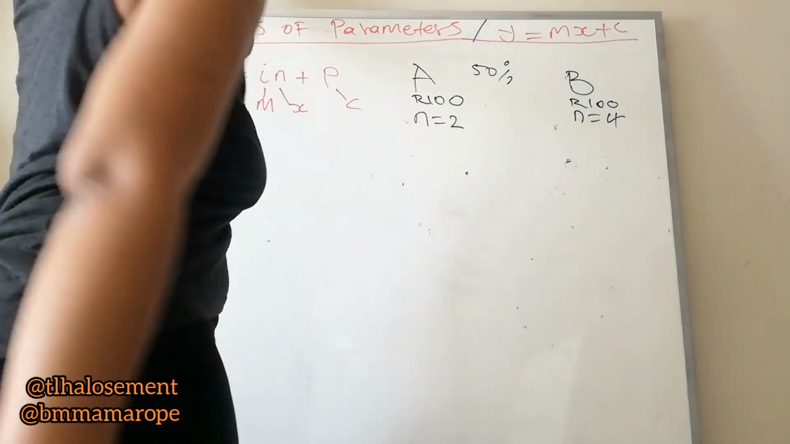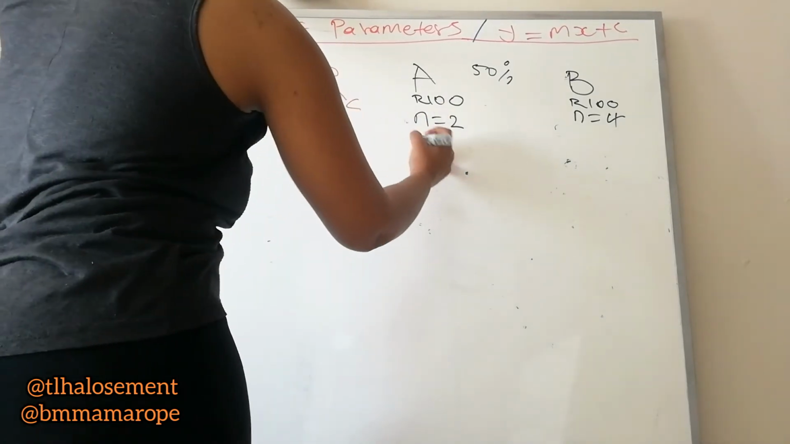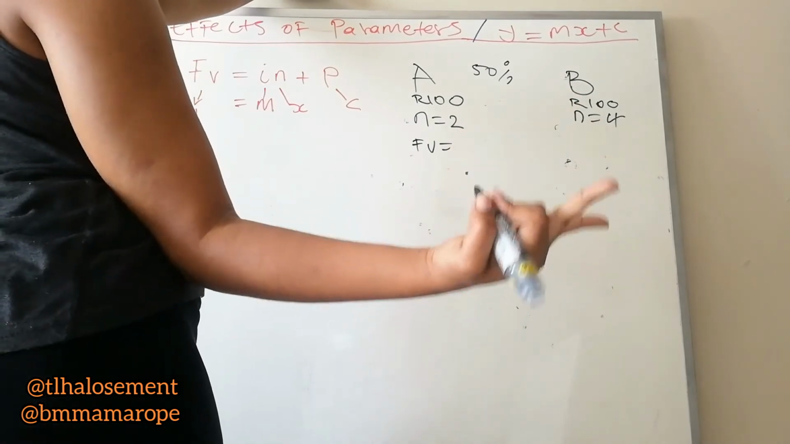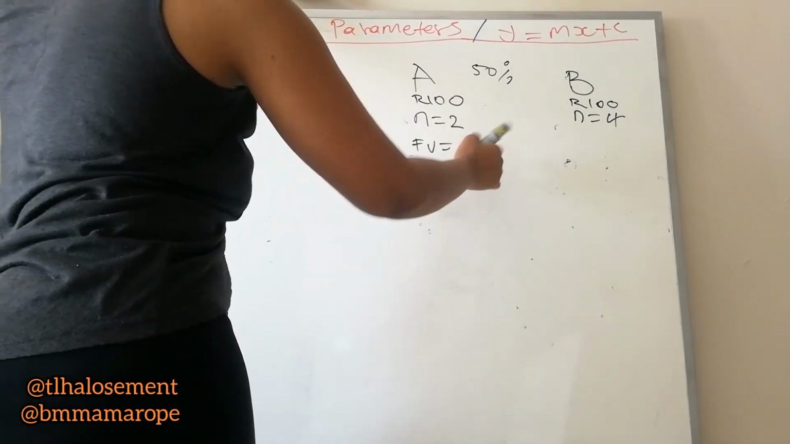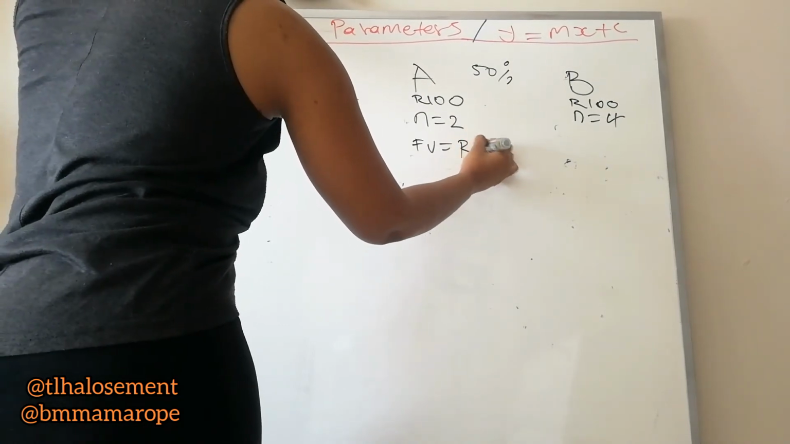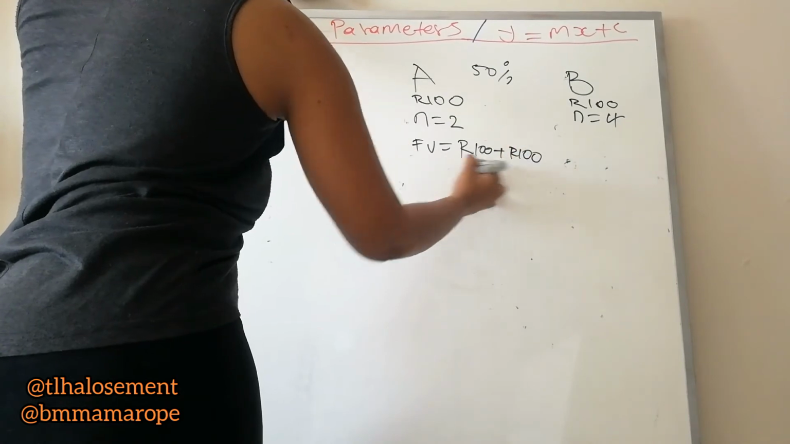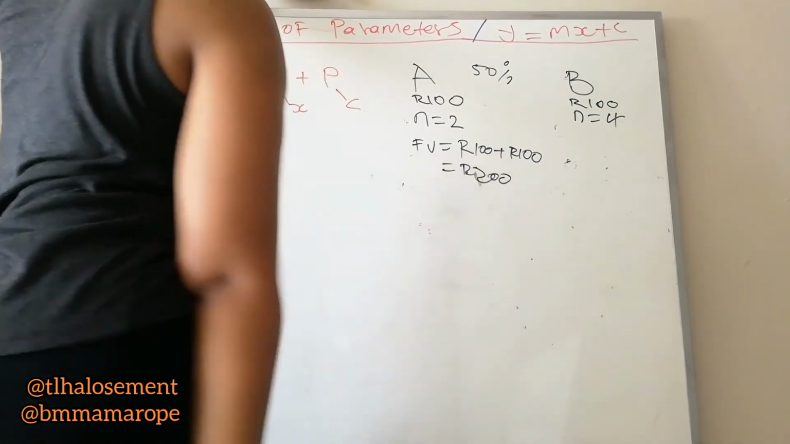So let's see, if each year they get 50%, this one after 2 years will have a future value equal to the interest of the first year and the interest of the second year, which is 50 plus 50. Now they have 100 rand plus another 100 rand, which is 200 rand, right?